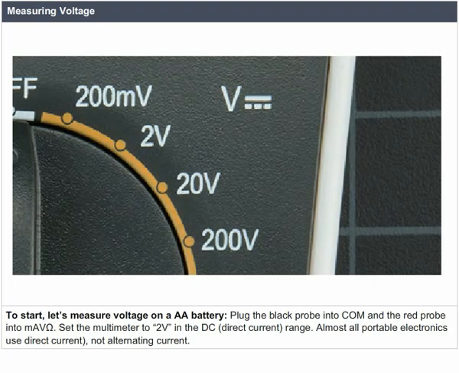Measuring voltage. To start, let's measure voltage on a AA battery. Plug the black probe into COM and the red probe into the V ohm jack. Set the multimeter to 2V in the DC, direct current range. Almost all portable electronics use direct current, not alternating current.